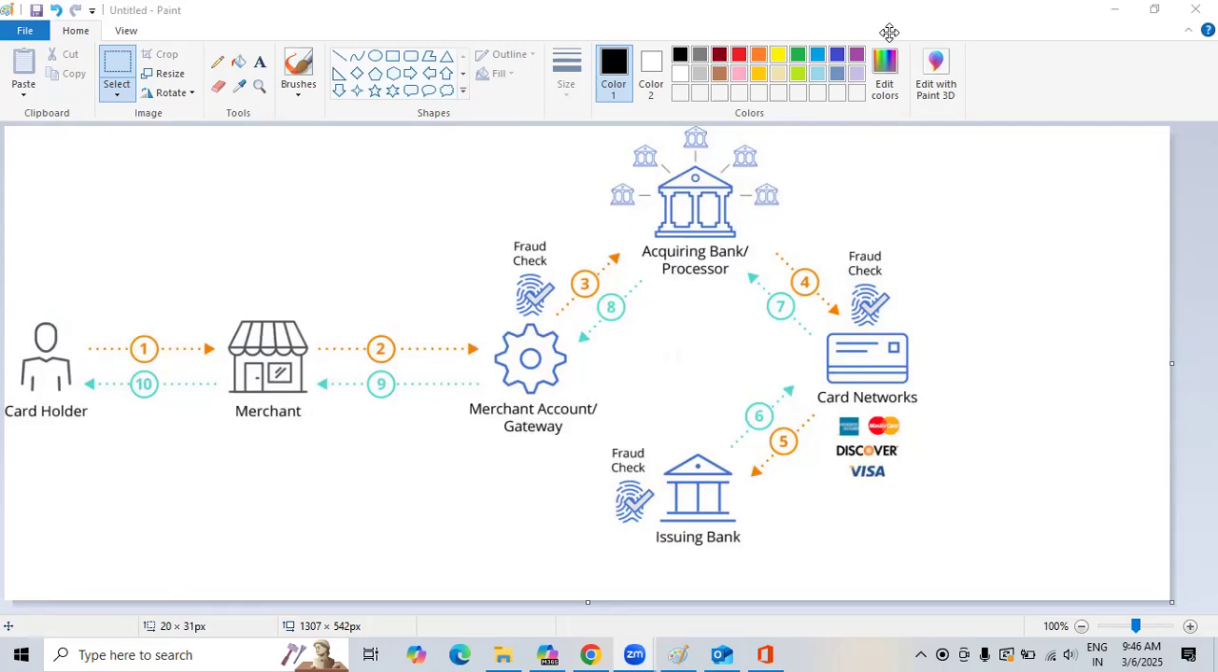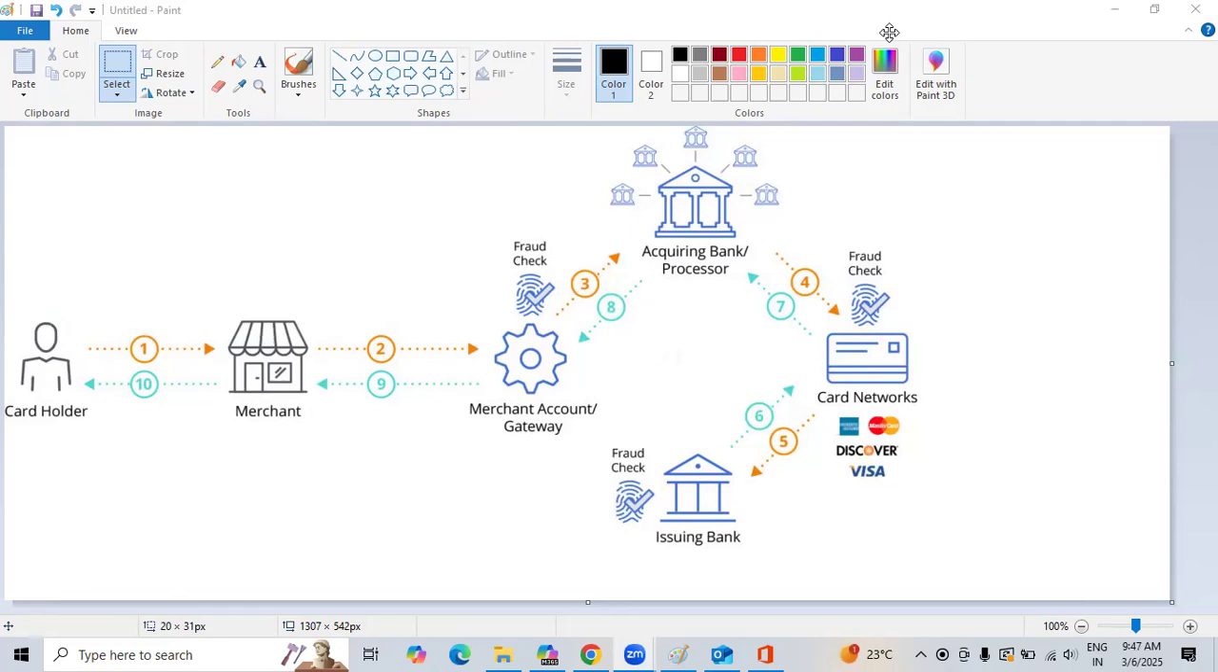Once the authorization for the transaction is requested, the issuing bank assesses the request, checking whether the customer has sufficient credit or funds. Then the issuing bank generates a response and sends it back to the acquiring bank through the card network. Next, the acquiring bank sends the response back to the payment gateway. The payment gateway's job is to present the answer back to the merchant or the shopper directly.